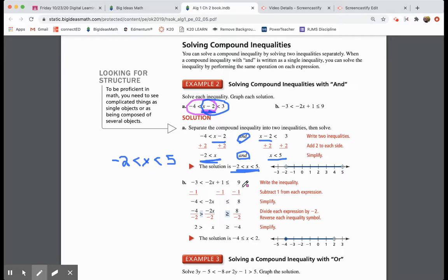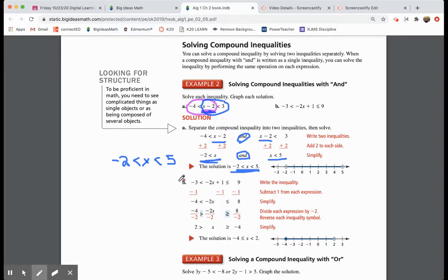This is two different ways to solve the same thing. So if you would much rather split it into two inequalities and solve, you go for it. If this way is easier, use it, okay? I don't have a preference. I like them both, so it's whichever is best for you.